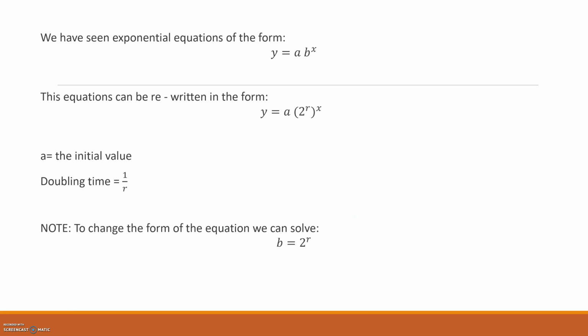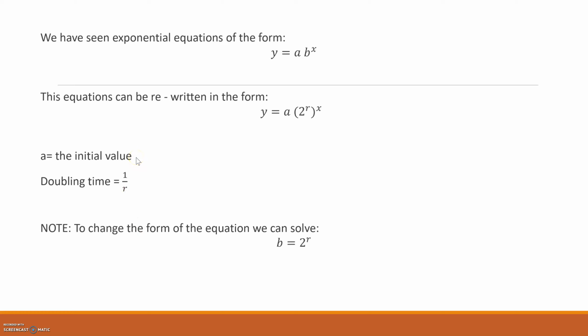In the course to date, we've looked at exponential equations of the form y is equal to a times b to the power of x, where a and b are both constants. A represents the initial population, and b represents the base of your exponential equation. We can rewrite the same equation in the form y is equal to a times 2 to the power of r, all to the power of x. As you can see, we've taken 2 to the power of r and replaced b with it in our initial equation.